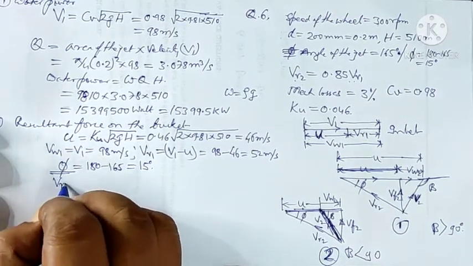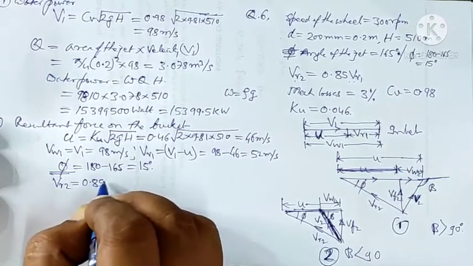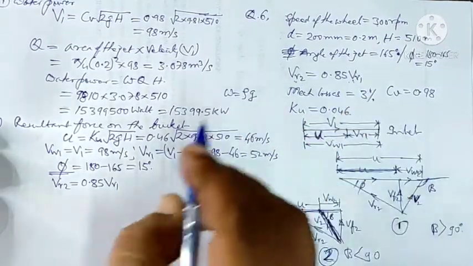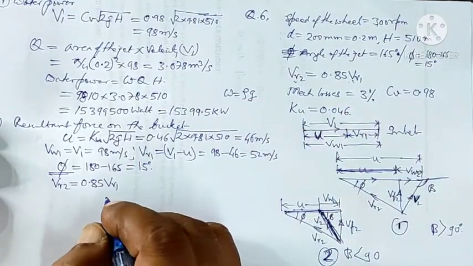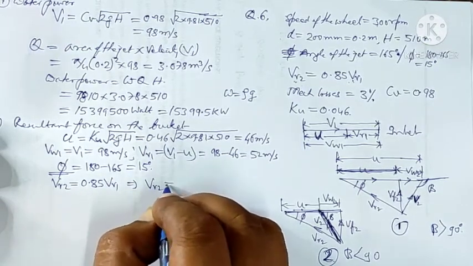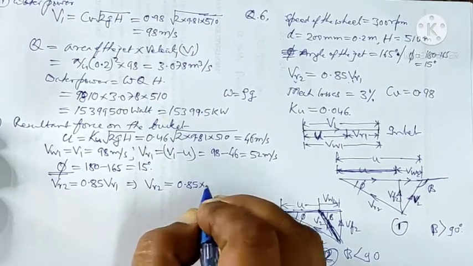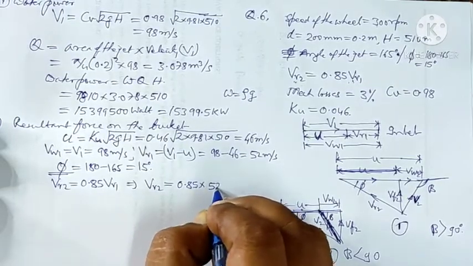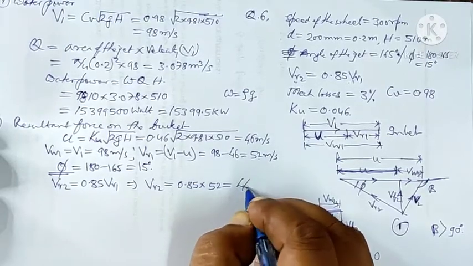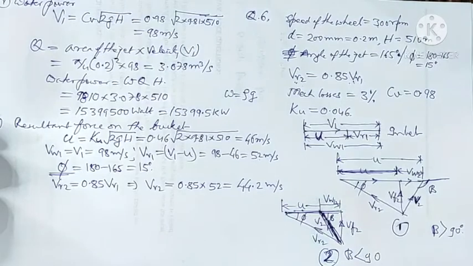It is given that VR2 is equal to 0.85 of VR1. It is given that 15% loss is taking place in the blade. So VR2 will be equal to 0.85 multiplied by 52 meter per second, which is equal to 44.2 meter per second.